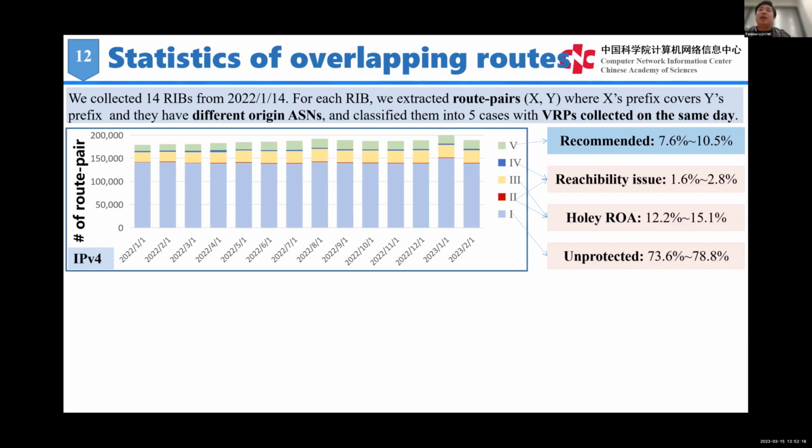And last, around 2% are in case 2 or case 4, which will lead to reachability issues. To avoid such issues, we should remind customers to make sure that they get their ROAs for the resources allocated to them. The situation in IPv6 is similar.